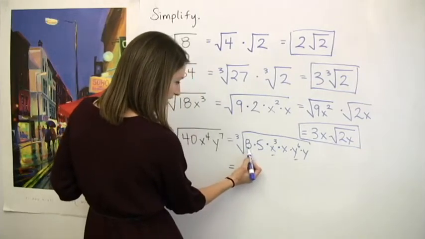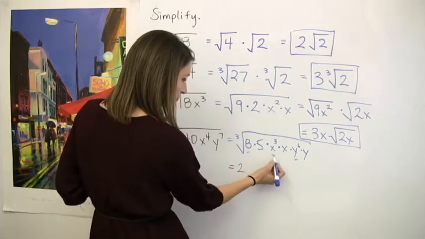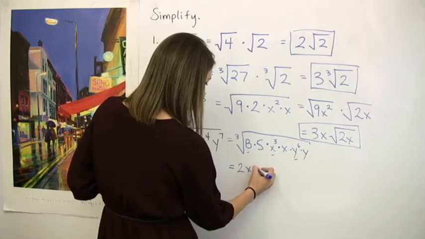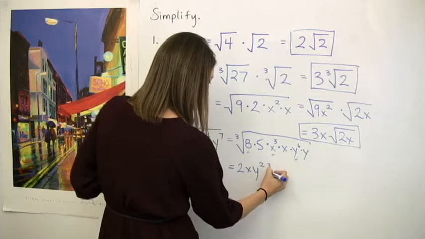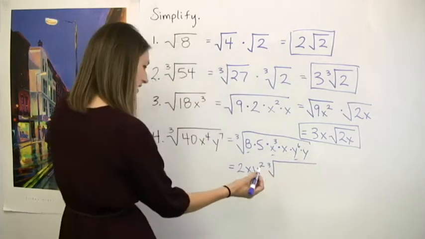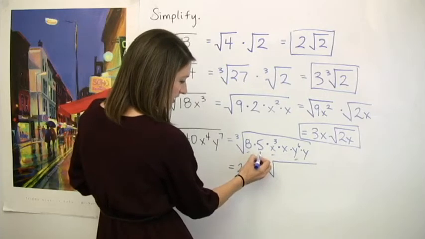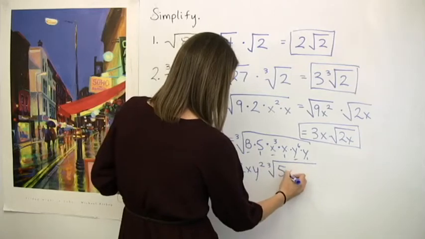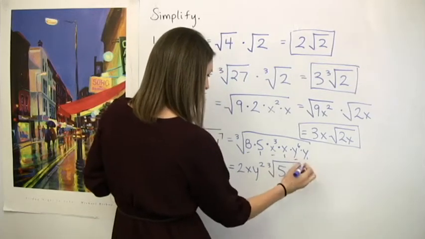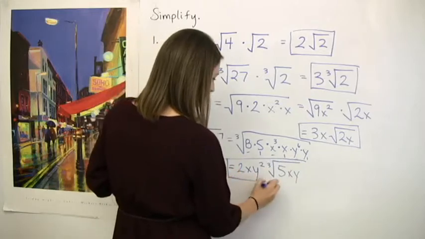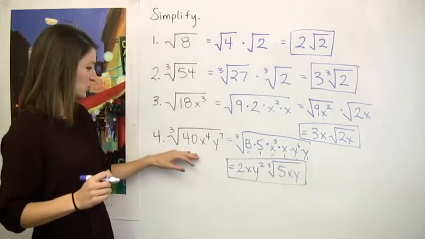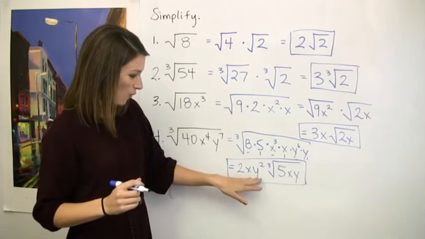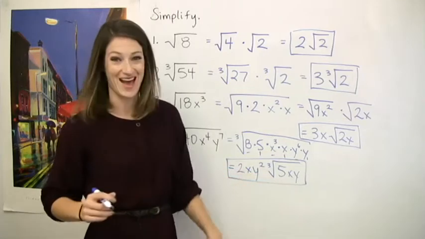And take the cube root of 8, which is 2, the cube root of x to the third, which is x, and the cube root of y to the sixth, which is y squared. And then this is what we have left under our cube root sign. We have 5 here, we have x, and we have y. So 5xy. And then here is our final answer. So when we simplify the cube root of 40x to the fourth y to the seventh, we get 2xy squared times the cube root of 5xy.